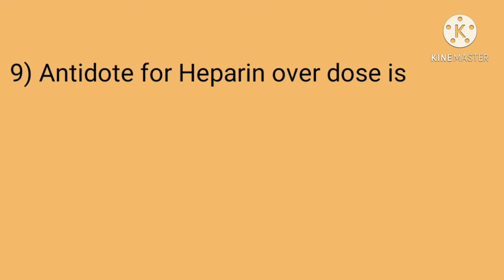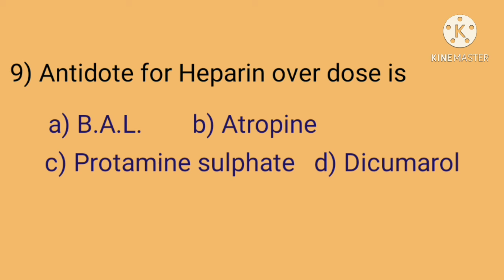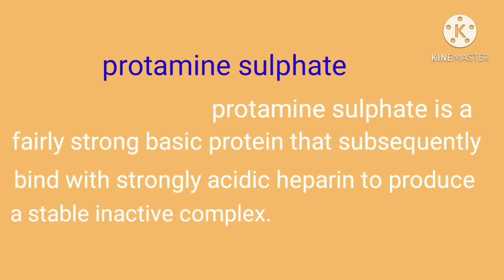An antidote for heparin overdose is option A. Bile, option B. Atropine, option C. Protamine sulfate, and option D. Dicumarol. Answer is option C. Protamine sulfate.